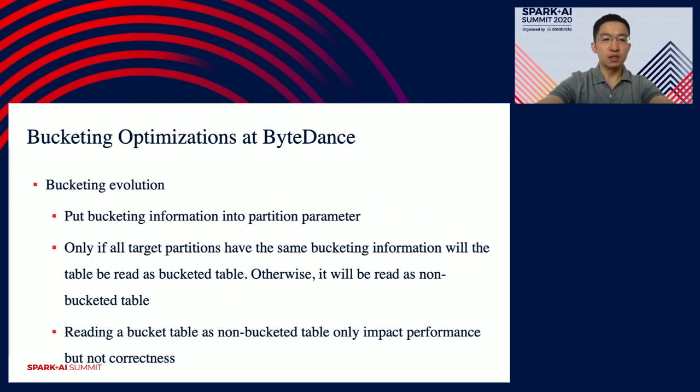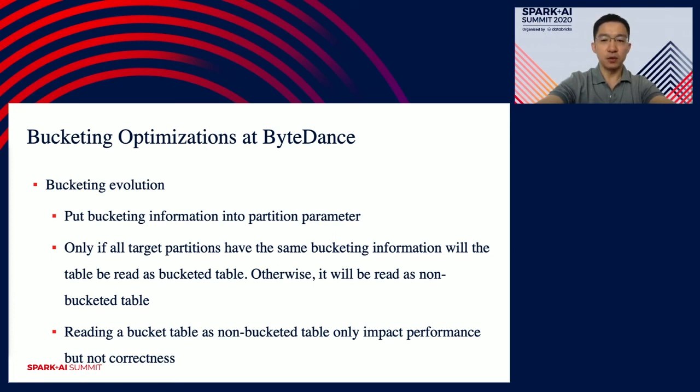To resolve these problems, we provide a mechanism named bucketing evolution. To achieve this, we put the bucketing information into the partition parameters. We know that in Spark SQL, the bucketing information is in the table property, not in the partition parameters. By putting the bucketing information into the partition parameters, we can know the bucket information for each of the partitions. And only if all target partitions have the same bucketing information will the table be read as a bucketed table. Otherwise, it will be read as a non-bucketed table.